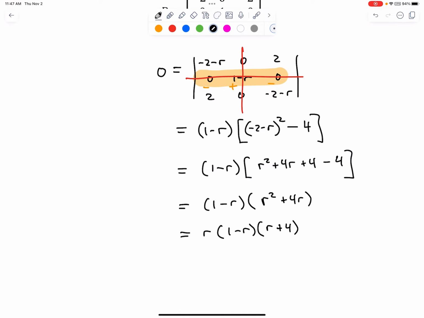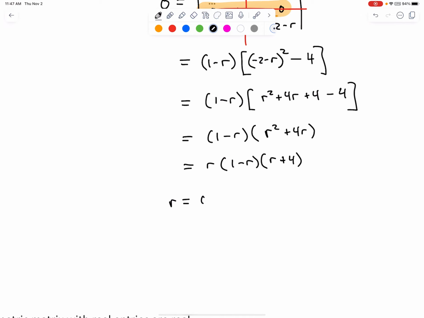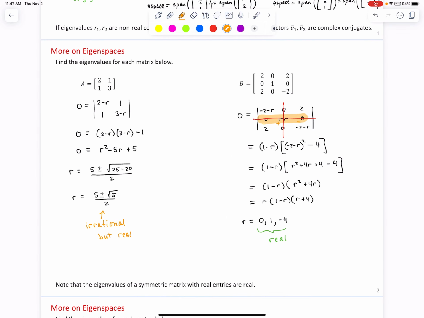And then we can see what the 3 eigenvalues are here. The first eigenvalue will be 0, then 1, then negative 4, corresponding to the same order that I wrote the factors. But again, I want you to observe that all of these are real. Now reading down here, it turns out that the eigenvalues of a symmetric matrix that has real entries are going to be real themselves. That will always be the case.